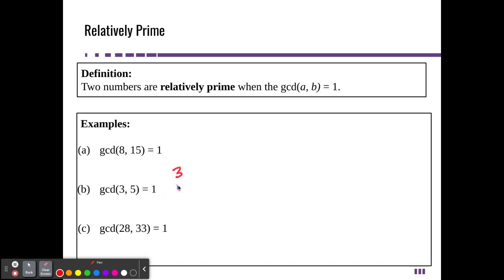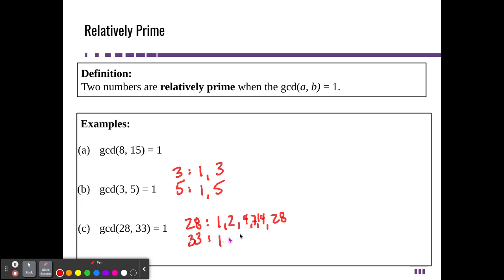So in this one, we do 3 and 5. We know the factors of 3 are 1 and 3. The factors of 5 are 1 and 5. So the GCD is 1. Then we do 28 and 33. So 28 is going to be 1 and 28, 2 and 14. 3 doesn't go, 4 goes 7 times, 5 doesn't go, 6 doesn't go.